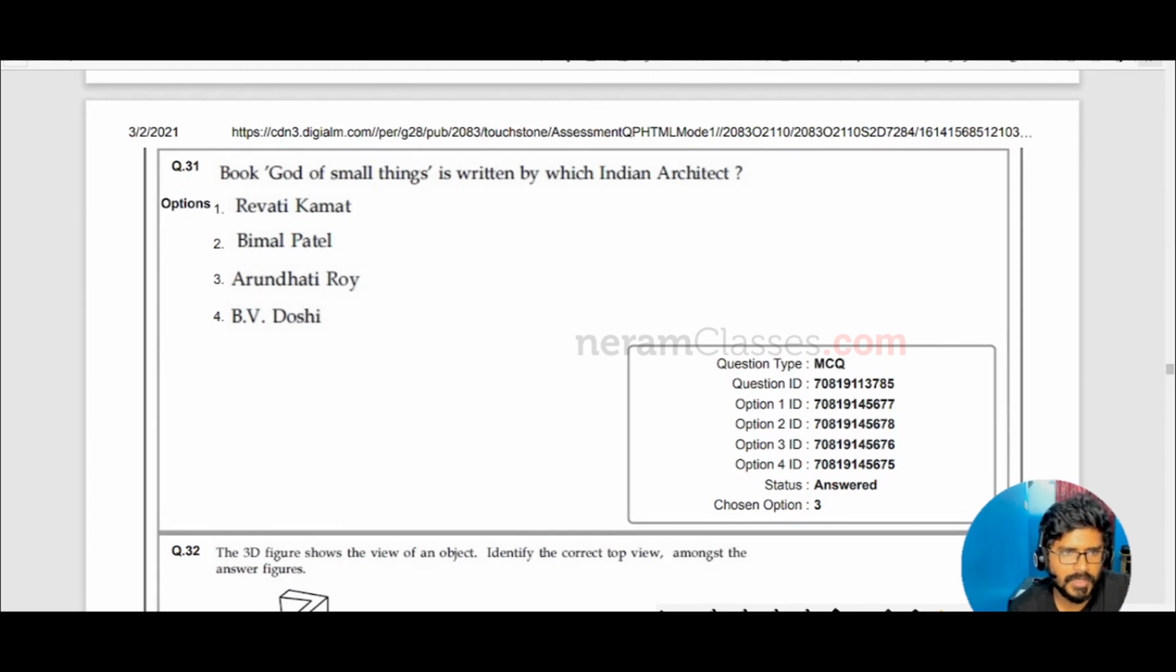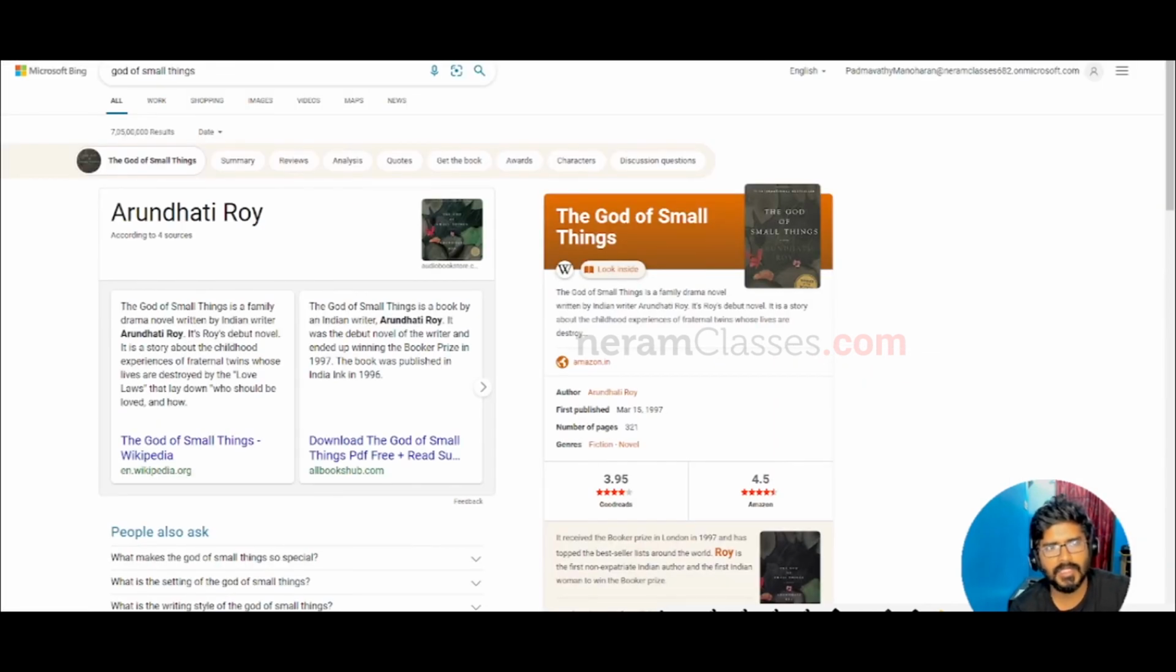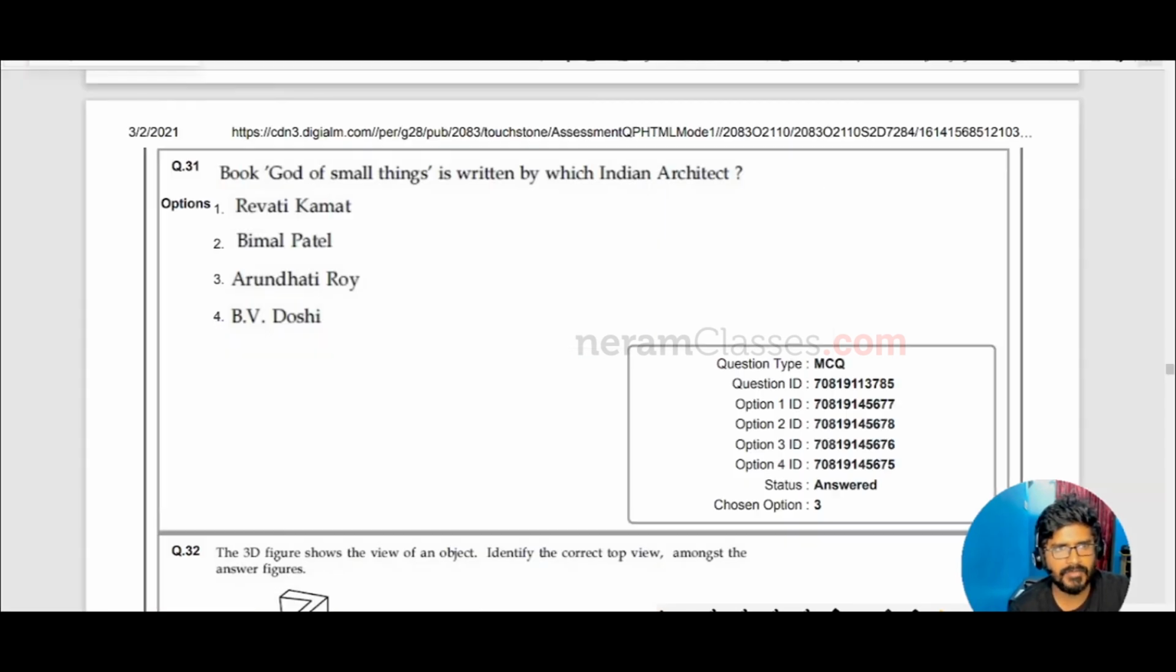Next, question number 31. The book The God of Small Things is written by which Indian architect? If you have come across all these architects, you should have known that Arundhati Roy is an architect who is famous for her writings. She also made a movie and acted in that movie. Also, she is famous for her books and stories. So I guess the answer would be Arundhati Roy. We'll see. The God of Small Things is a book written by Arundhati Roy. She's a qualified architect, studied at SPA Delhi. So option 3 is the right answer for this question.